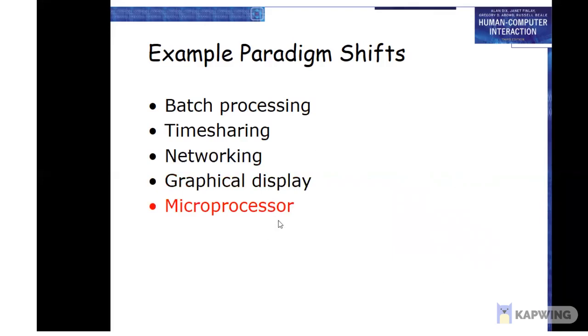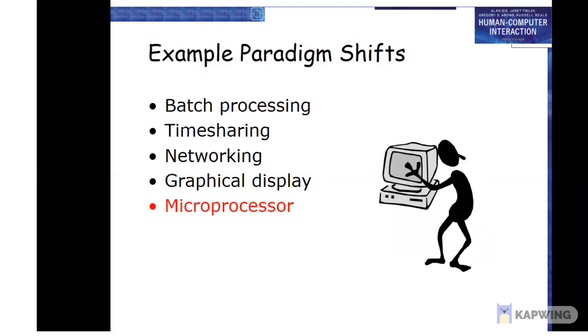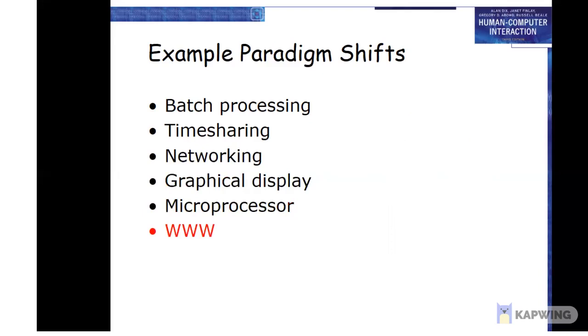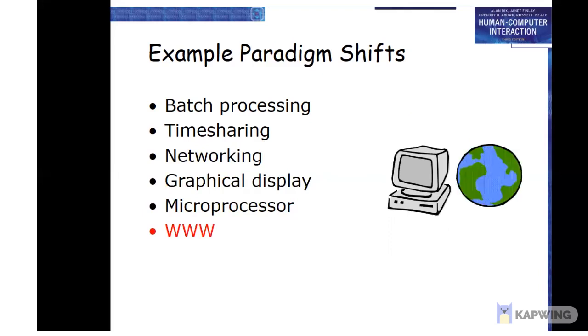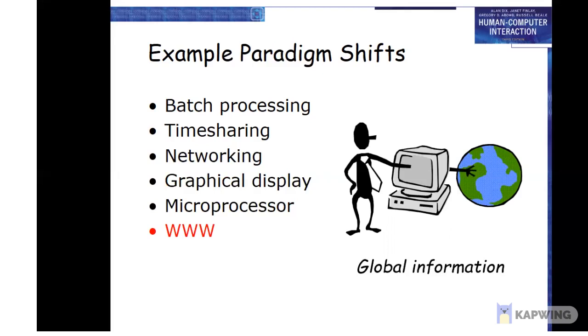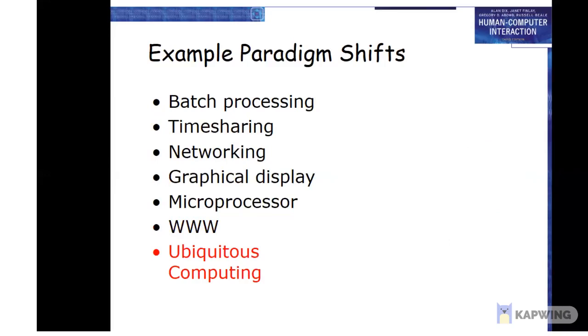Then came the microprocessor. In a microprocessor system, whether you are using a single processor or multiprocessor, the execution of the process will be fast. Then came the concept of the World Wide Web for the purpose of communication. With the help of the internet, users can communicate with any location throughout the world. Global information can be accessed with the help of the WWW.